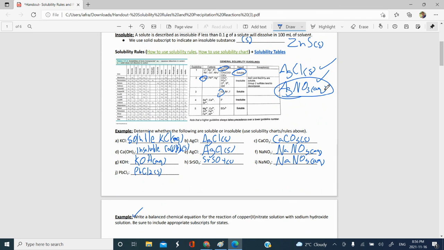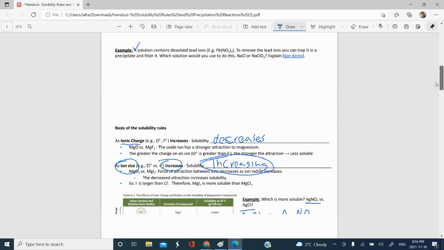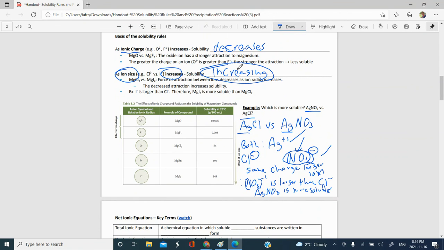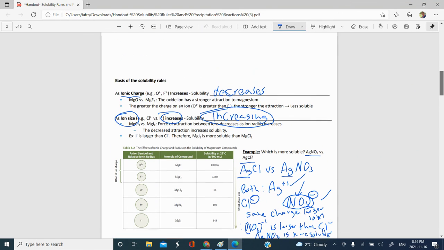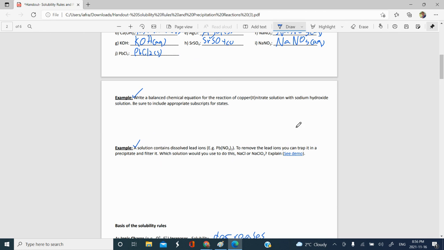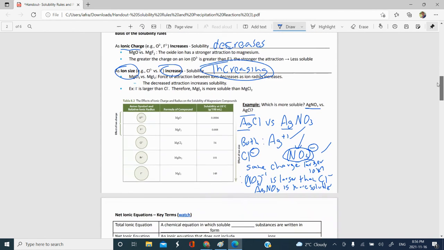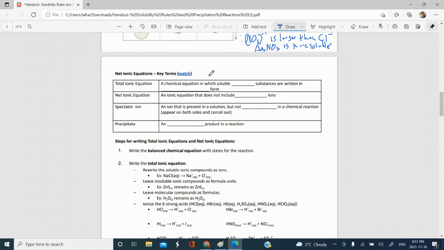So you should be able to explain why certain compounds are more soluble than others using the factors that we described here. In the next video, we're going to try some practice problems for writing balanced equations for the precipitation reactions, and then connect that to the new learning that we're going to do in Unit 4, which is writing net ionic equations.